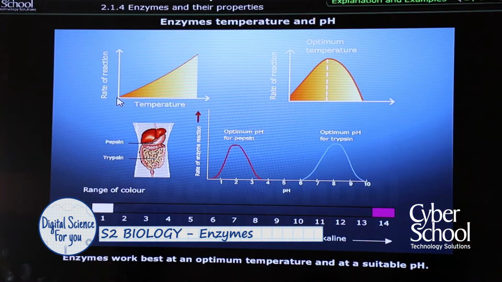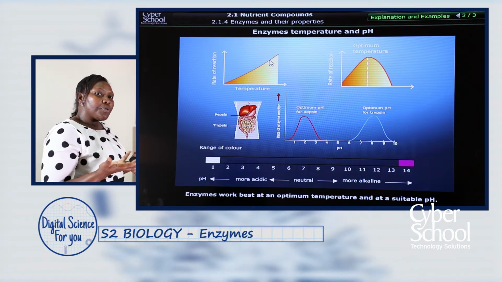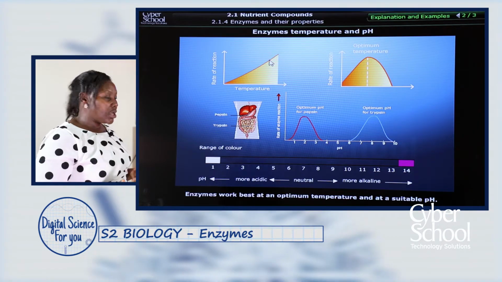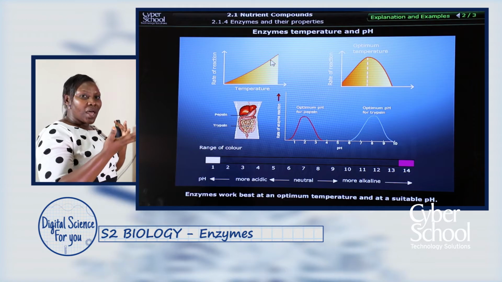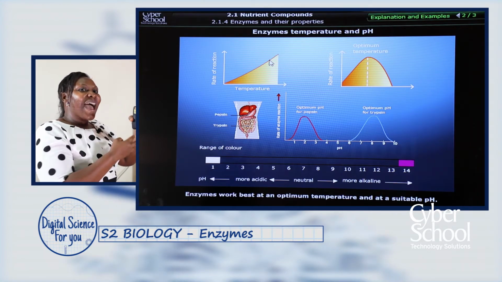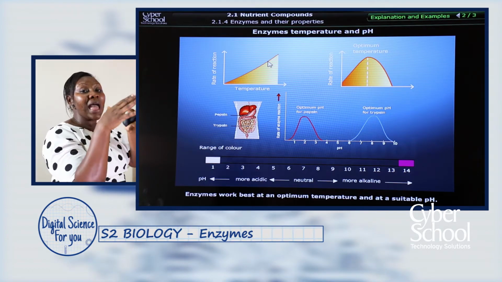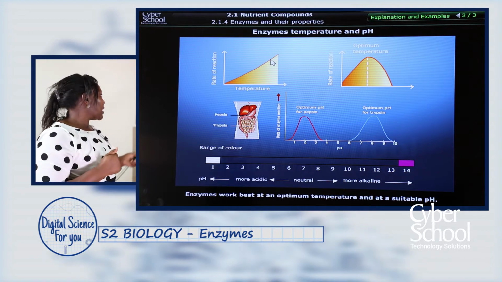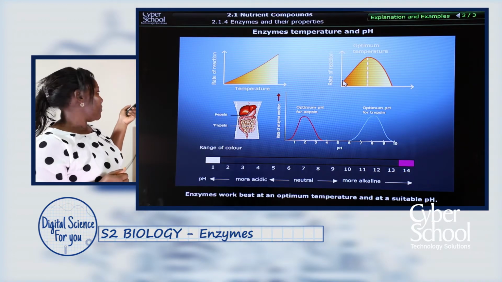They can do nothing. So as temperature goes on increasing, the rate of reaction continues to increase. Why does it increase? Because an increase in temperature increases the kinetic energy of the enzymes and the substrate. So the higher the temperature, the higher the kinetic energy, then the higher the chances of the enzyme and the substrate binding together along the active site to form the products.